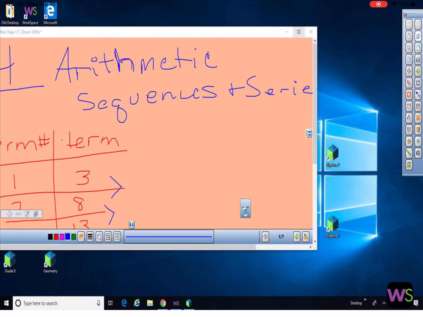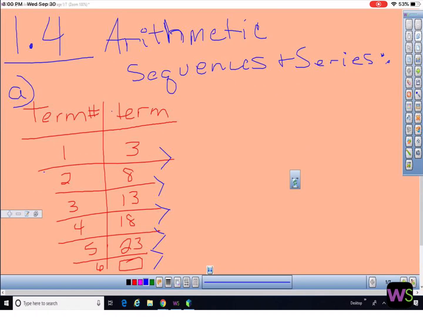Okay, so today we are going to look at arithmetic sequences, and that's going to be 1-4. And remember, this is a review, so remember to look back at it in your book when it comes time. An arithmetic sequence is one where you add to find the next number. That's why it's called arithmetic.